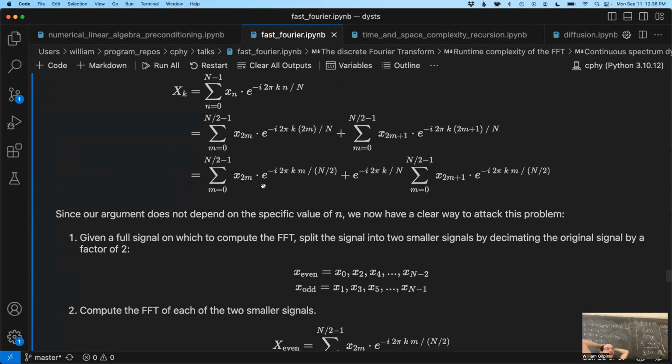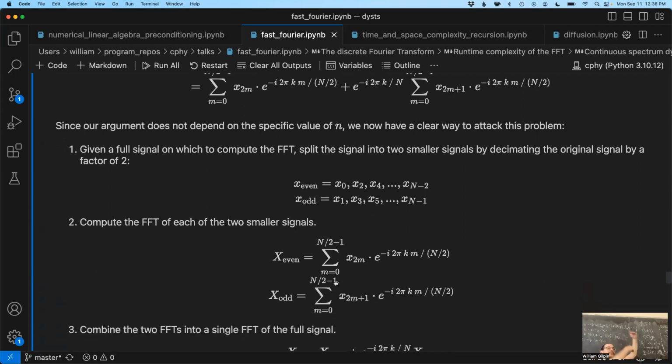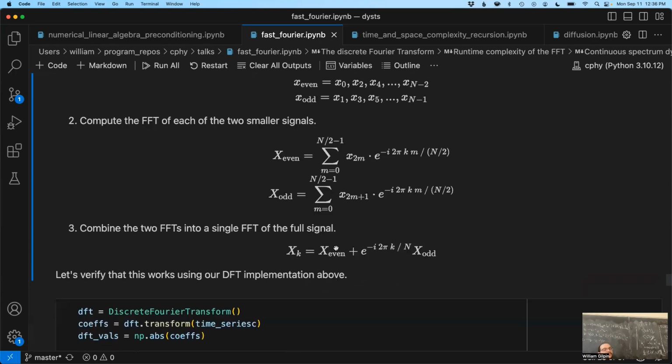So this is nice because it suggests that instead of having to compute a full length n dot product, I can instead compute two length n over 2 dot products. And if you want to write that down as pseudocode, if I have my time series, which is a bunch of elements from 0 to n, I could split that into an even and odd time series, take the Fourier transform of those two half time series, and then just combine them to get my total Fourier transform.